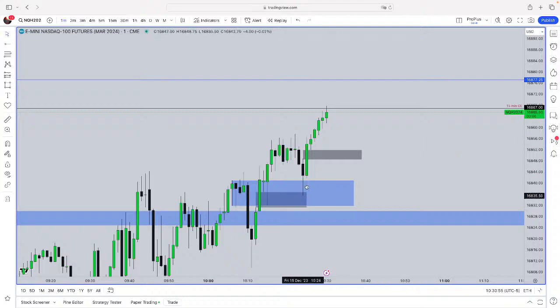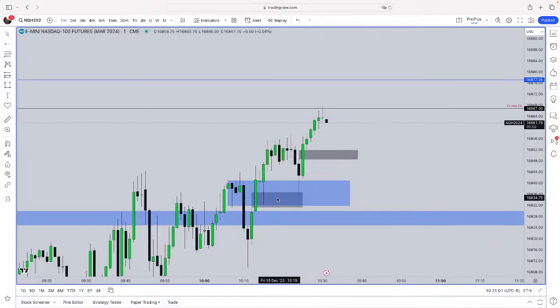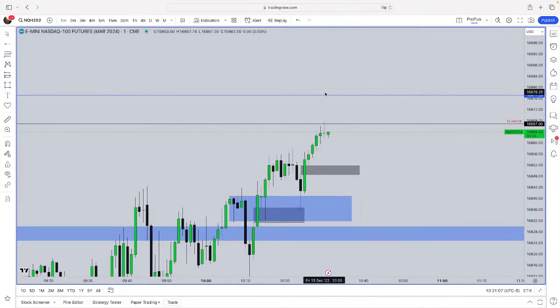Another indication is how quick it took from the run here to get to there. So the consequent encroachment took quite long. If we had just seen one candle, two candles, and it closed above it, then I'd be more confident for it to run higher. But it just took a little bit longer. So you definitely want to make sure you take profits because it could just retrace back.